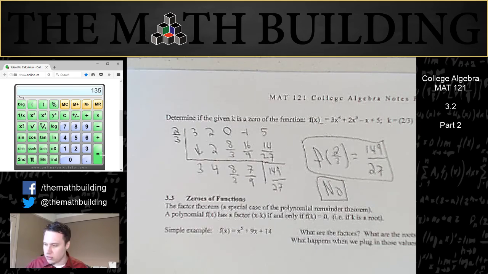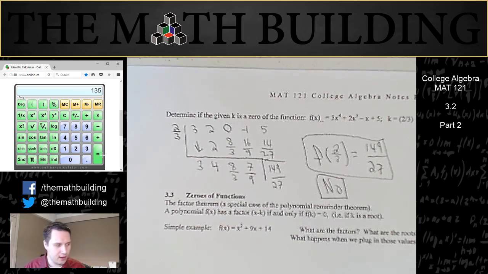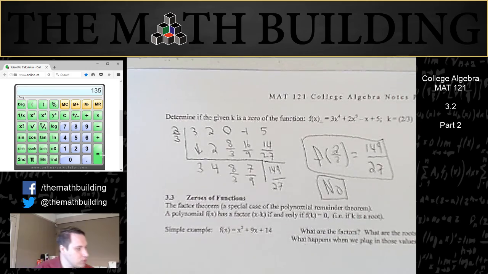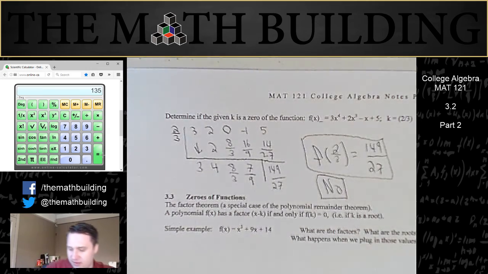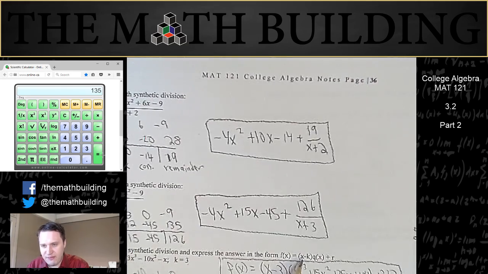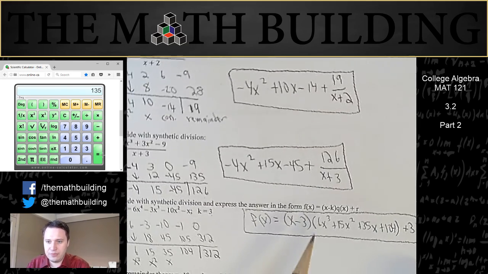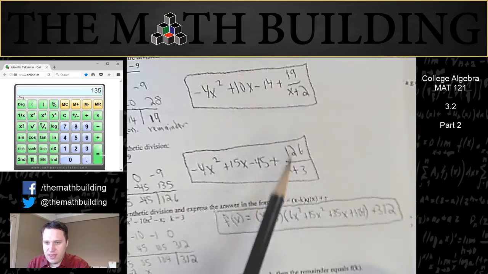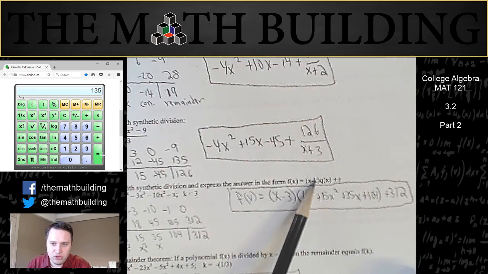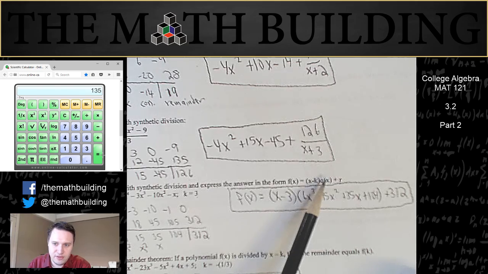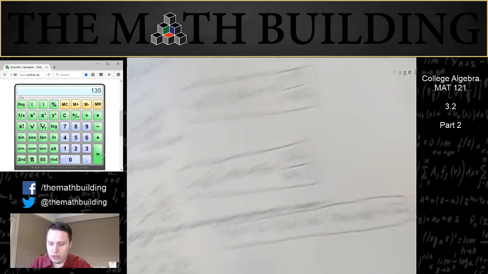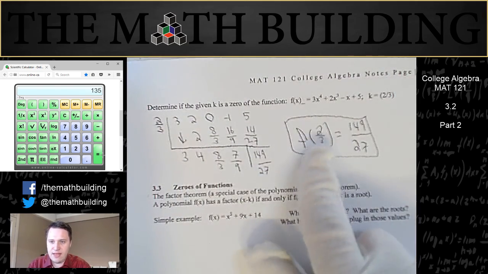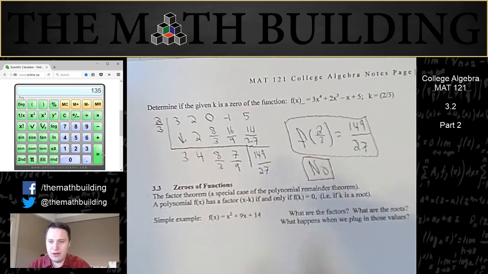And just remember the connection that we had on the previous page, the connection between this idea of finding f of the value and the fact that it's a result from this right here. Because we just found f of 2/3. So it would be 2/3 minus 2/3, which would be 0, times this is 0, so the result is just the remainder. That's how we know that f of whatever was equal to our remainder.